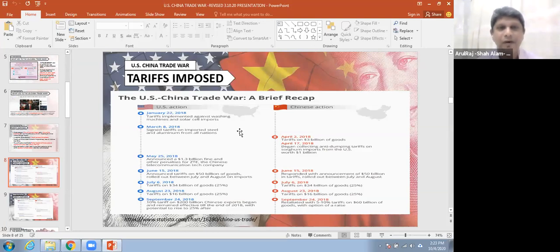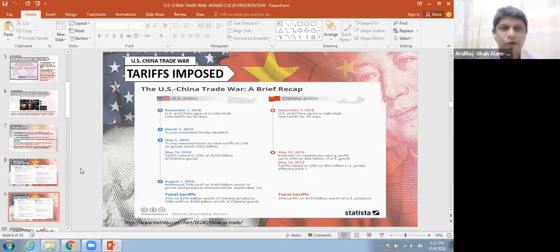Okay, this is the chronology of the events which took place. From here, we can clearly see that a tit for tat is happening, a war between these two countries, whereby US action on tariffs started in January 2018, followed by China imposing tariffs, followed by the US and China again. Both of them are equally tit for tat, replying in their war. We'll go to the next. This is the continuation of the tariffs imposed.